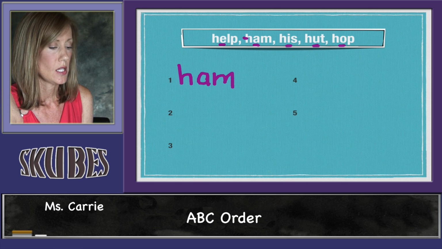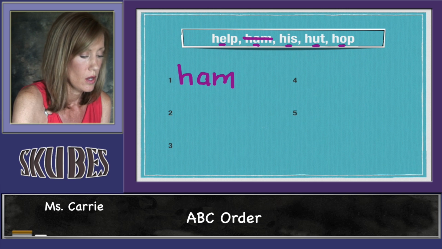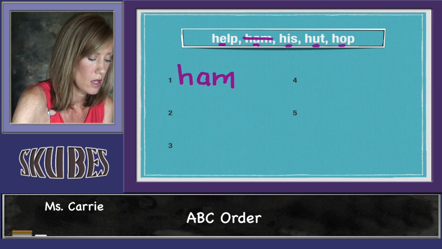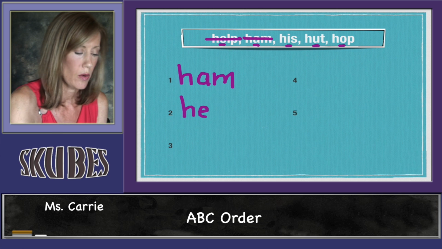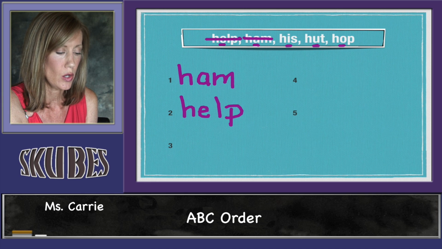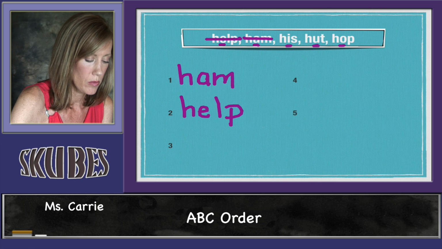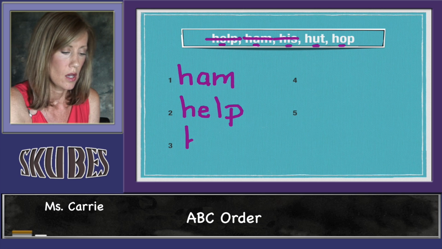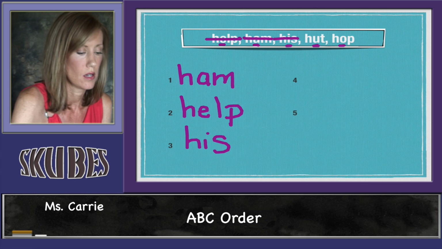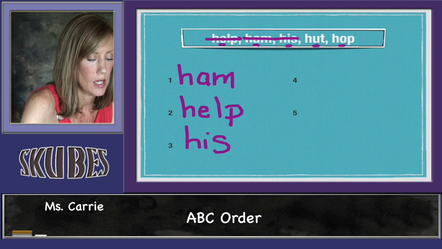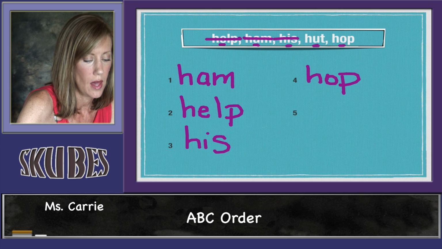So we have help, his, hut, and hop. So we're looking at the E, the I, the U, and the O. E would come next in the alphabet. So number 2 would be help. Now we're down to looking at the I, the U, and the O. Well, I know that I would come next in the alphabet, so number 3 would be his. So we're looking at U and O. Well, I know that U is at the very end, so I know that hop would be next, and then hut would be last.